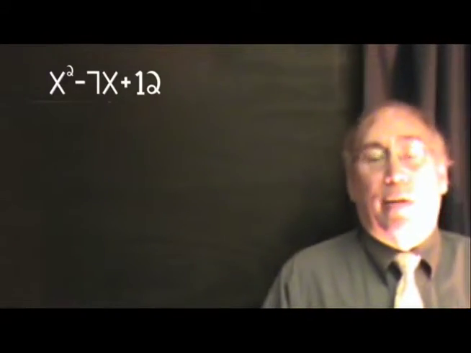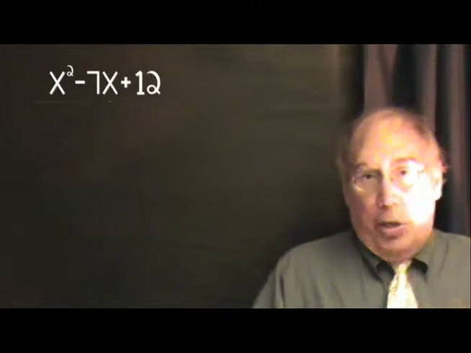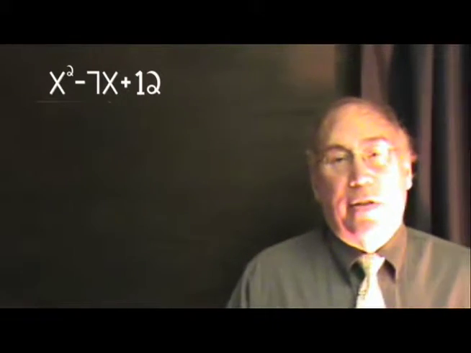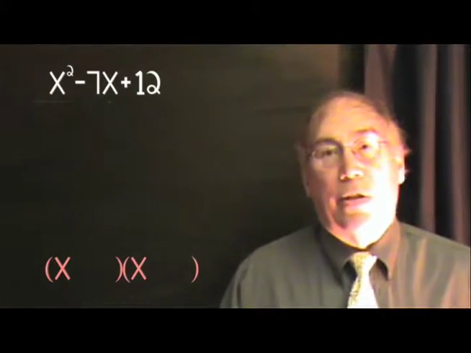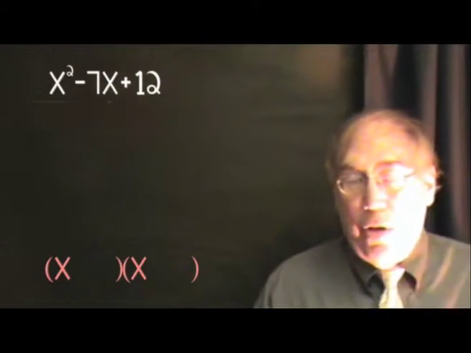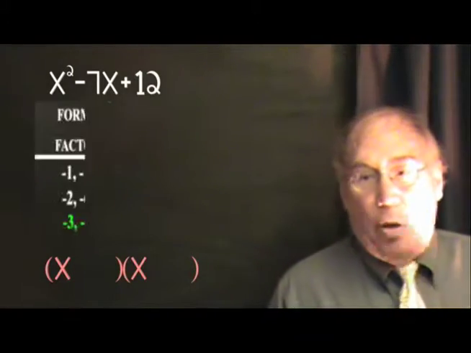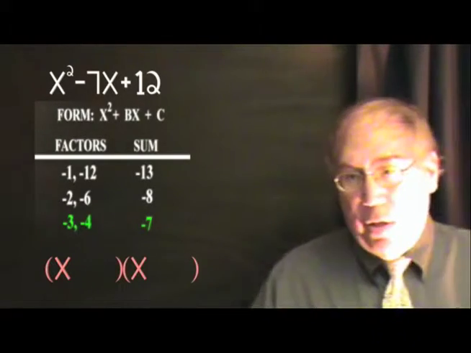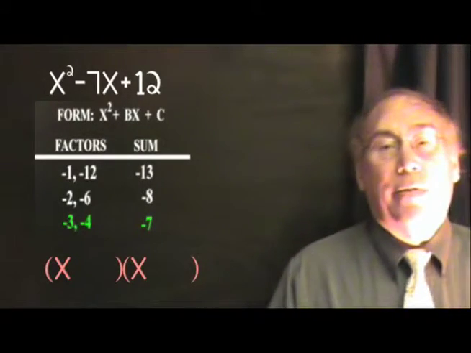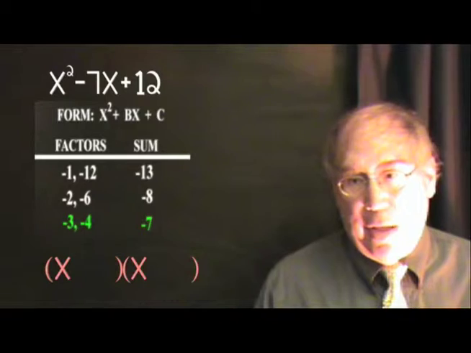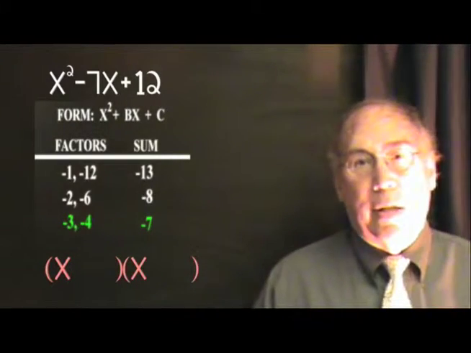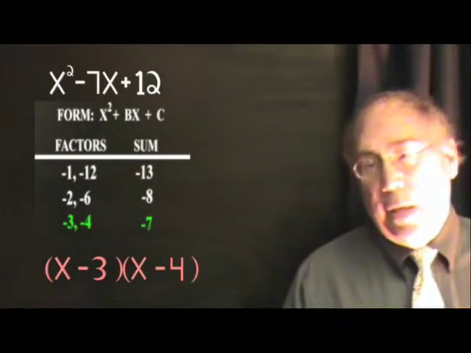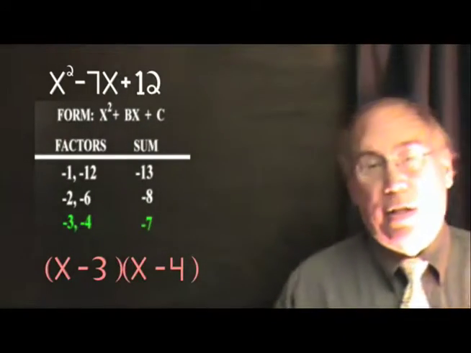Now, let's try another one here. We need to think of some factors of 12 and look for the ones that, when you multiply them together, you get 12, and when you add them together, you get negative 7. So we put our x's out front in the parentheses there, and we look through some factors, and we find that negative 3 and negative 4 fit that situation. So we put those within the parentheses, and we'll get the quantity x minus 3 times the quantity x minus 4.